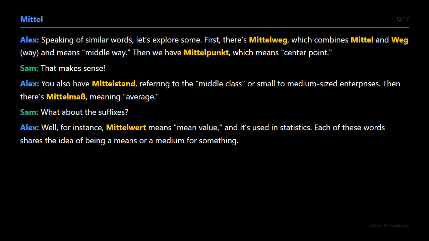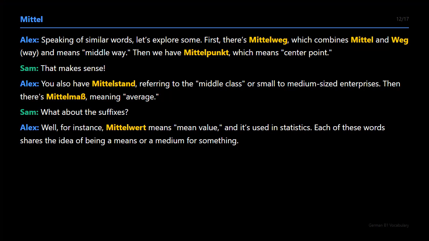You also have Mittelstand, referring to the middle class or small to medium-sized enterprises. Then there's Mittelmaß, meaning average. What about the suffixes? Well, for instance, Mittelwert means mean value, and it's used in statistics. Each of these words shares the idea of being a means or a medium for something.